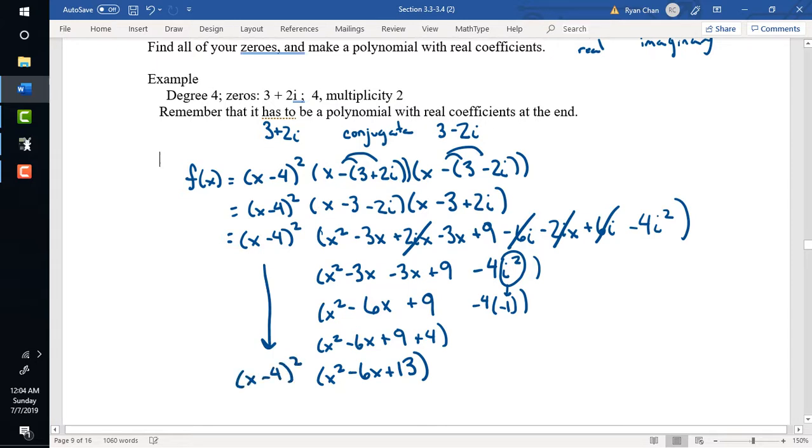So this is my polynomial. Now as you can see right here, this is how I end this. I do not need to distribute this any longer, okay? Because all I care about is that my real coefficients end up at the end. I just get rid of my i's once I distribute, and that's fine. And it makes sense. I have an x minus 4 squared, so that's x squared, and I have an x squared, so I have x to the 4th, which gives me 4 zeros.